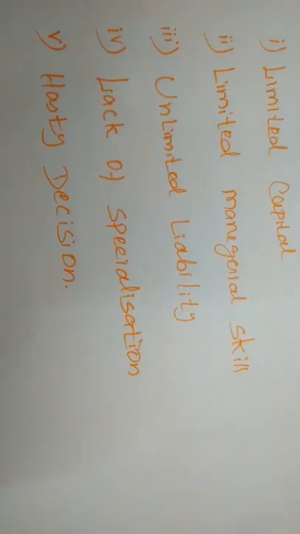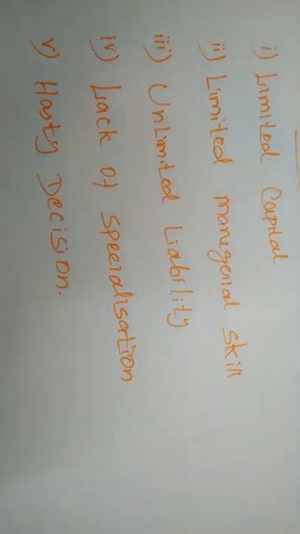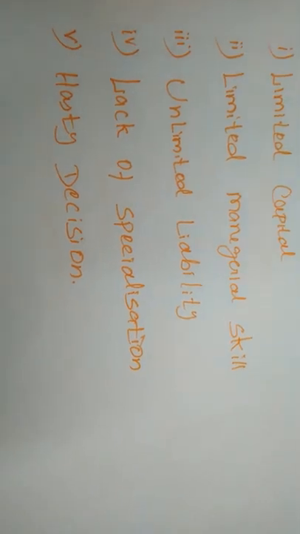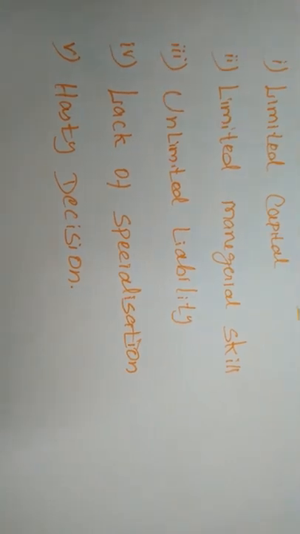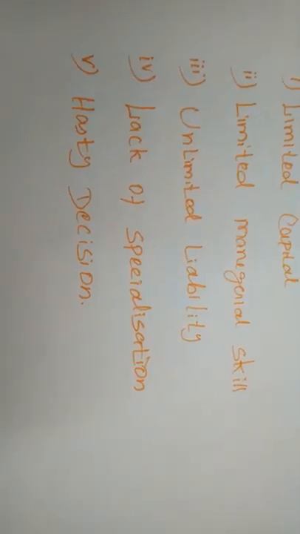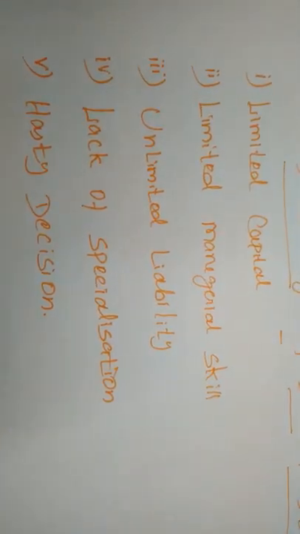Next, unlimited liability. Unlimited liability means responsibility. He has more responsibility to repay the money to the financial organizations from which he borrowed. He alone has all the responsibility of bearing the risk of losses. Because he has unlimited liability, he has to take all the responsibility for bearing the risk of losses and repaying the money to the financial organizations.